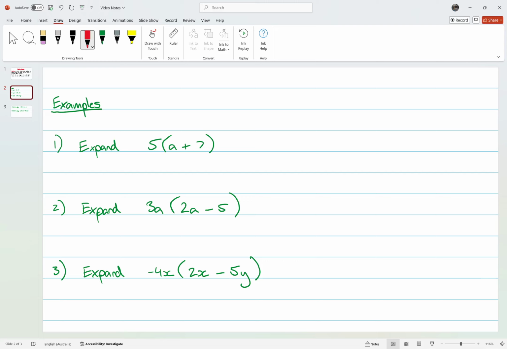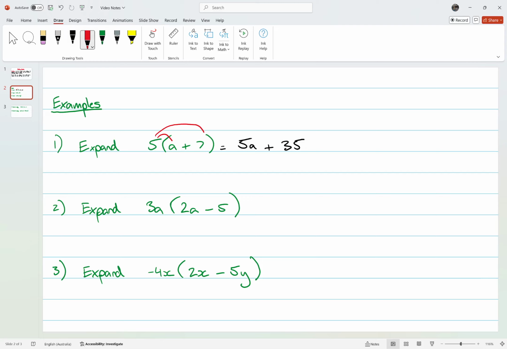Starting off with this first question, we have the 5 sitting at the front, and I want to multiply by everything inside one at a time. So 5 times A is 5A, 5 times 7 is 35. So 5 times A, 5A, and then 5 times 7 is 35. And that's all there is to it.